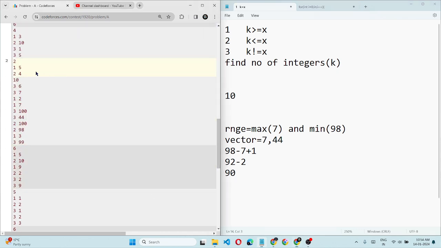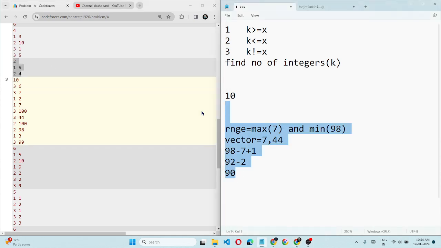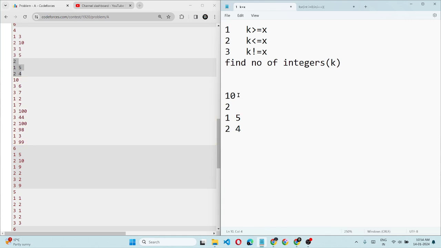Now let's talk about this test case. So here the range would be from 5 to 4. If I take 4 minus 5 plus 1, then the answer would be 0. Here the answer is not positive.